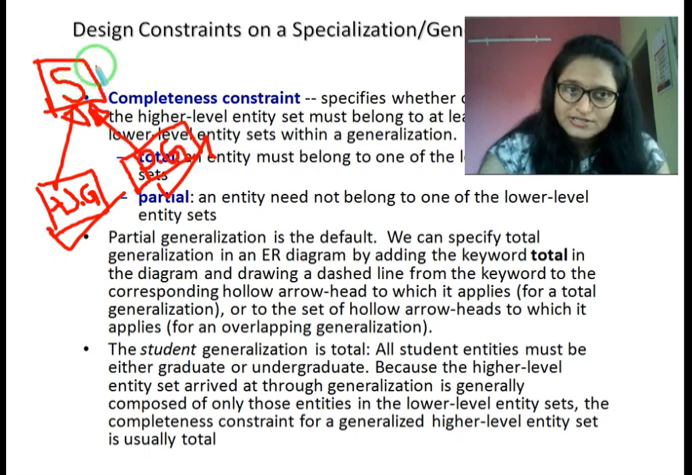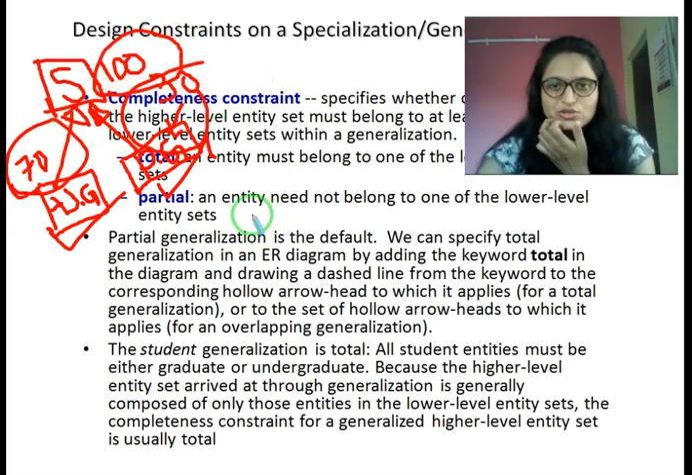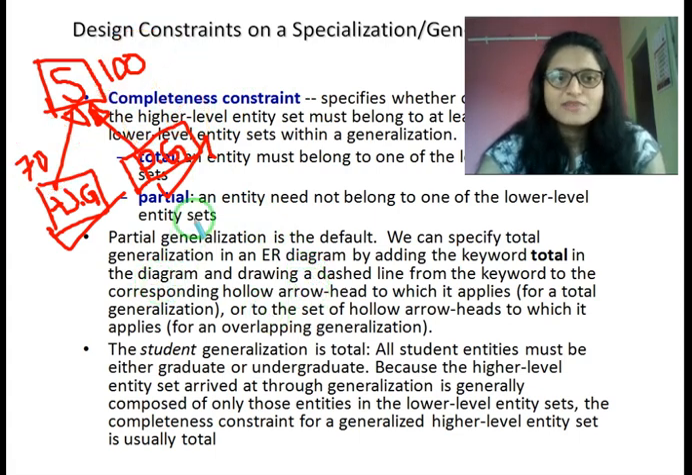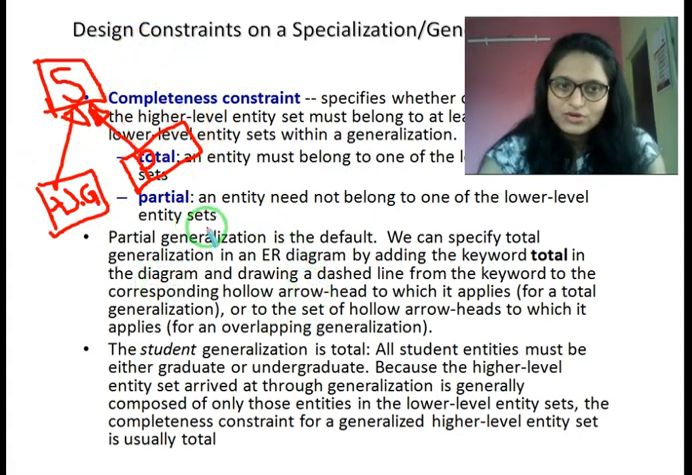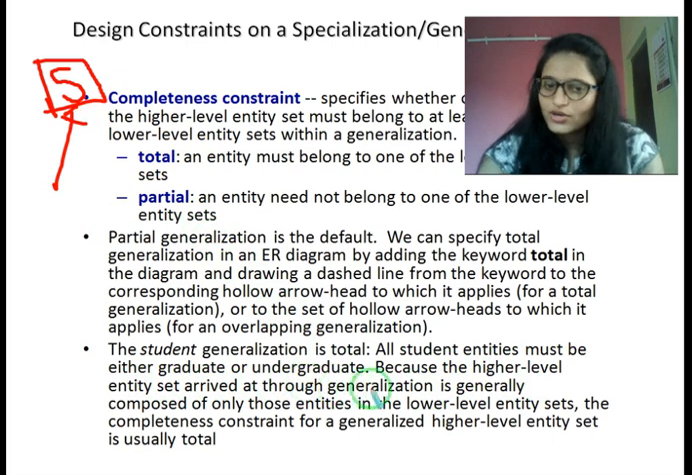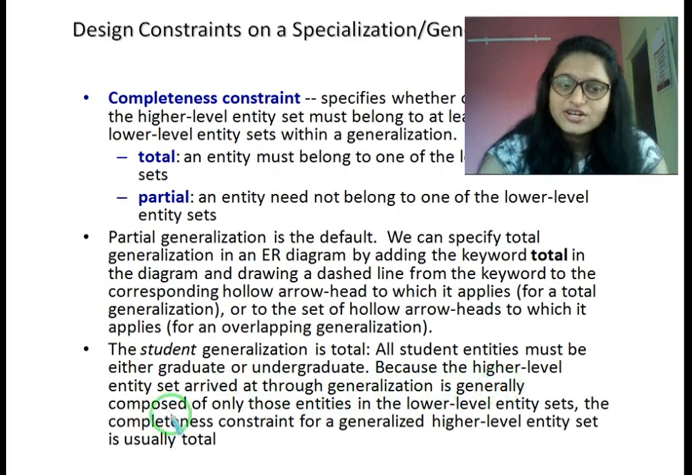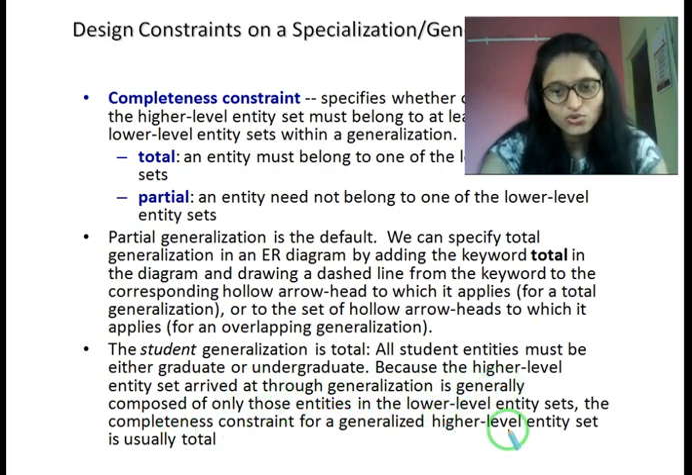Suppose there are 100 students, and for UG there are 70 students. The remaining 30 students must belong to the PG section, isn't it? So the total of 70 plus 30 must match the total number of students. This type of example is termed total participation. All student entities must be either graduate or undergraduate, because the higher level entity set arrived at through generalization is generally composed of only those entities in the lower level entity sets.